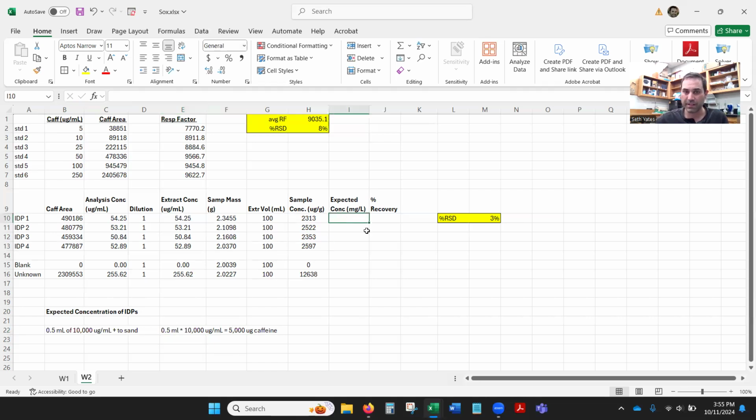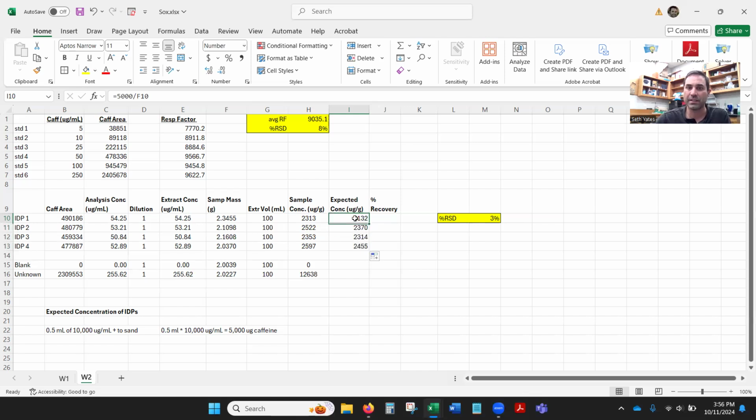So if we wanted to know what the expected concentration would be, it would be equal to 5,000 divided by that mass, 5,000 micrograms per gram. And I've got to change this expected concentration up here to micrograms per gram. And then my expected concentration now is 2,132 micrograms per gram, because I added 5,000 micrograms to 2.3455 grams. So it should have read back at this precise concentration. And that's pretty much straightforward.